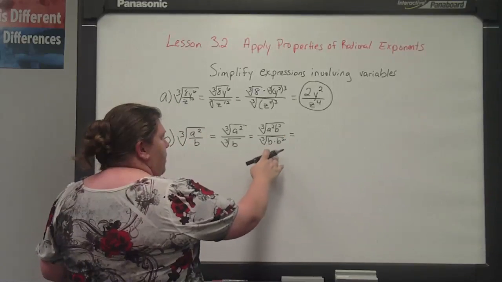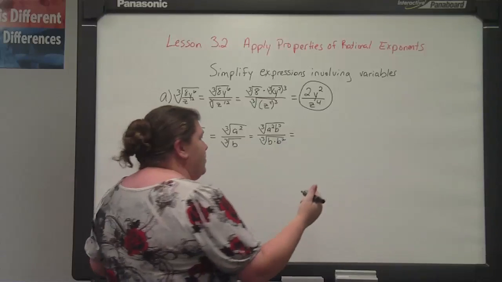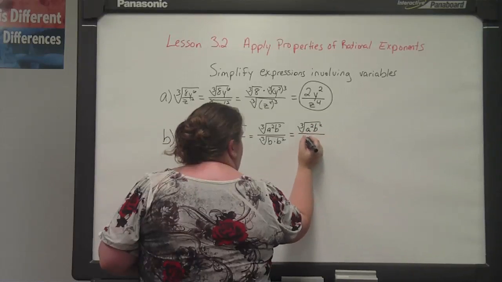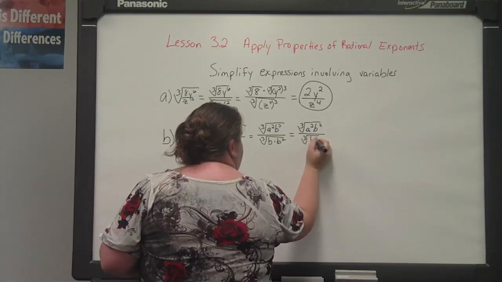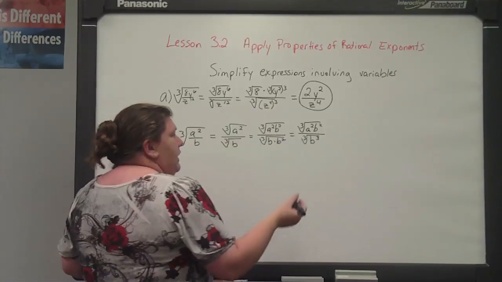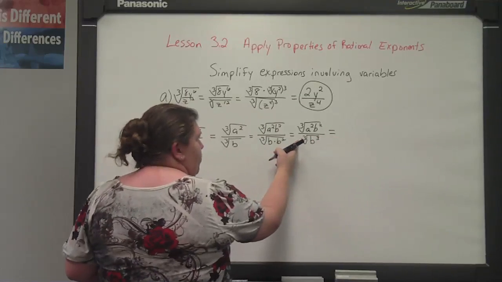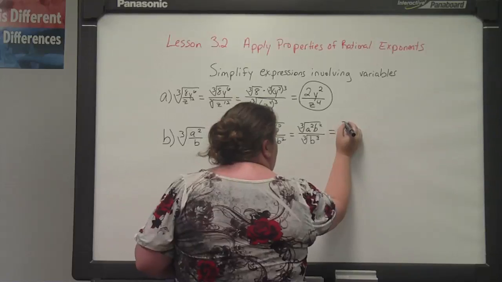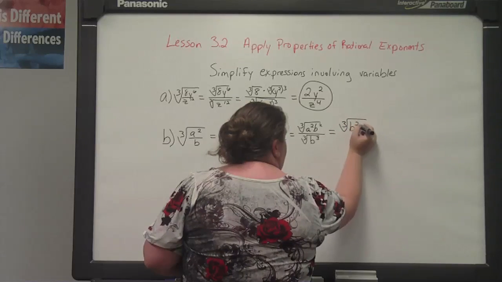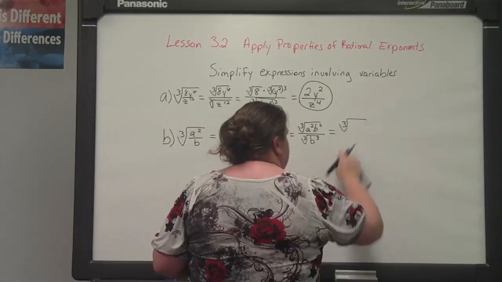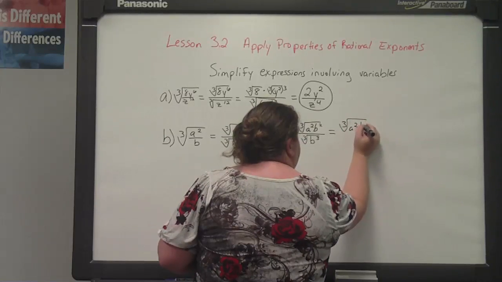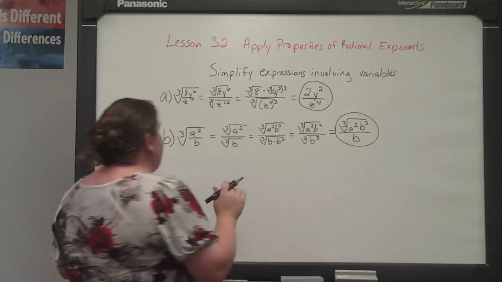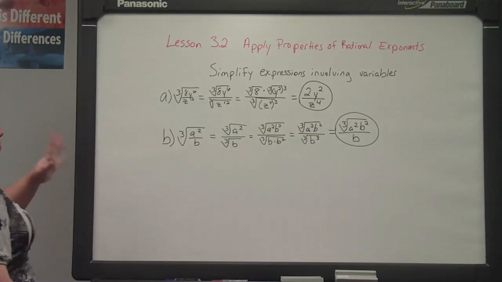Now that I have b cubed, I'll rewrite so you can see the cube root of a squared b squared over the cube root of b cubed. Again, when we have a cube root and a cube, they cancel each other out, so our answer is the cube root of a squared times b squared, all over b. And that is how you simplify the cube root of a squared divided by b.